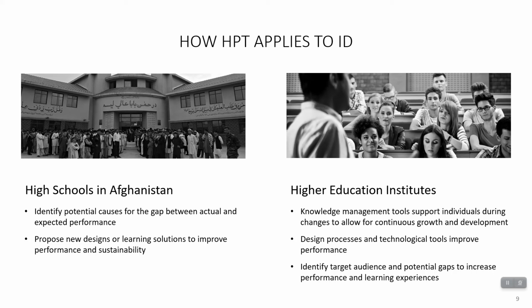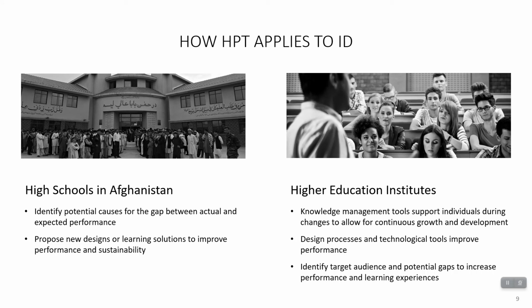The complexity of higher education institutes, HEI, has increased within the last couple years due to the evolution of technology and innovations. As technologies and instructional approaches change, the need for performance improvement increases. According to Amona, HEIs need knowledge management (KM) tools that will help support individuals during operation or process changes so they can continue to grow and develop.